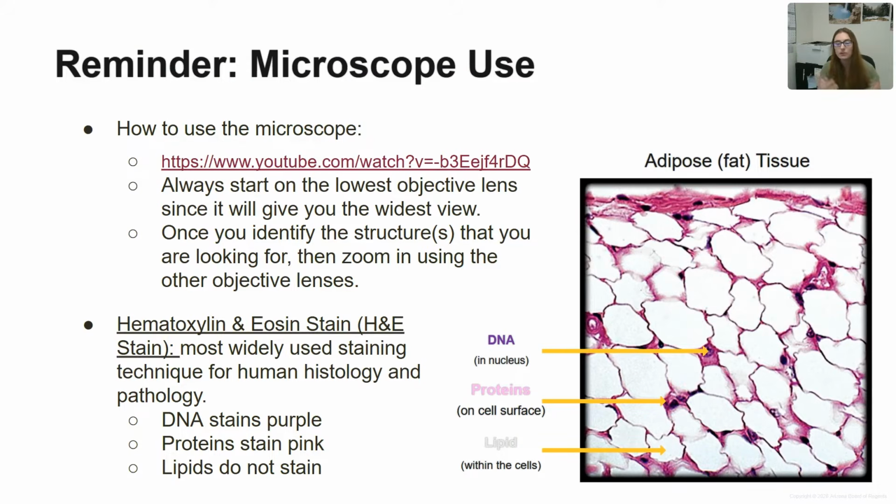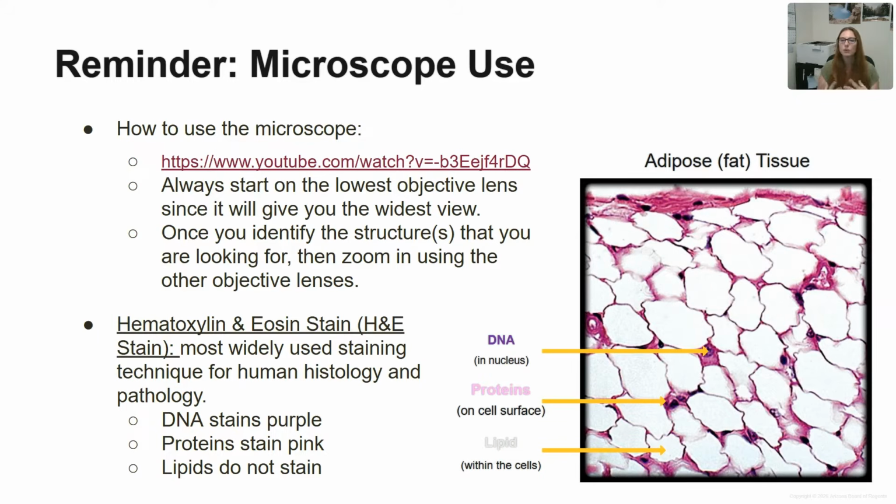So before we jump into the new information, let's just briefly revisit some important info about the microscopes. Again, there is a link here on the slides for you to go watch a video if you would like a refresher on how to use the microscope and the anatomy of the microscope. I just want to reiterate, when you get to lab, it is always best practice to start on the lowest objective lens, that 4x objective lens, since it gives you the widest view.